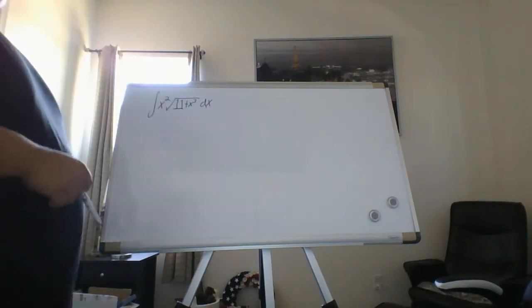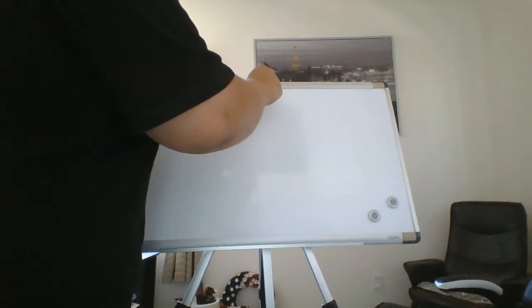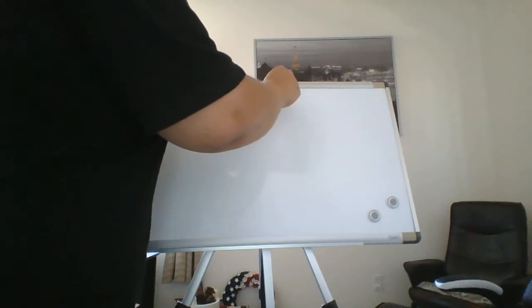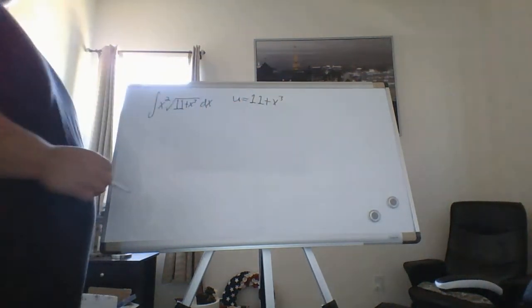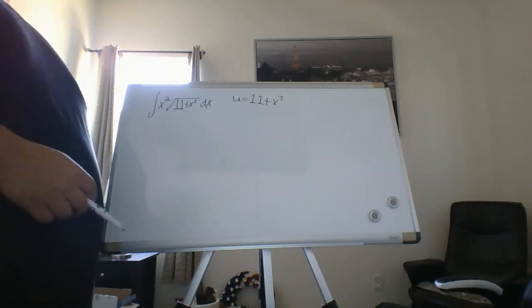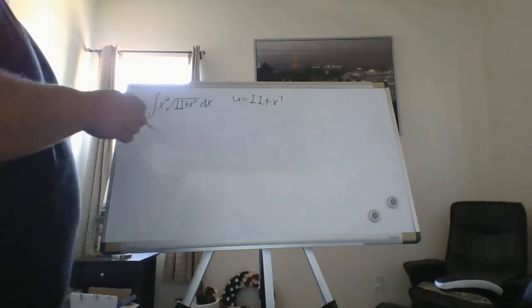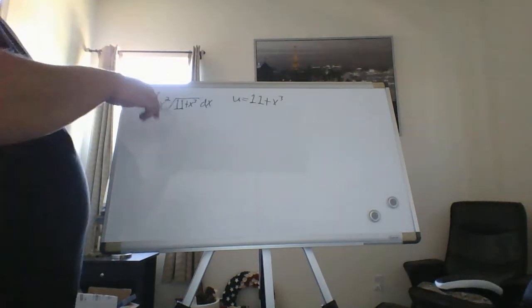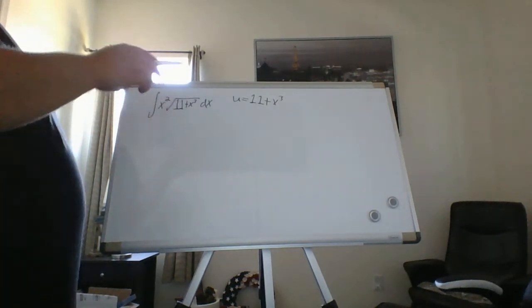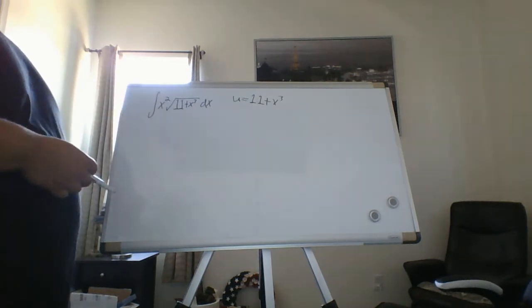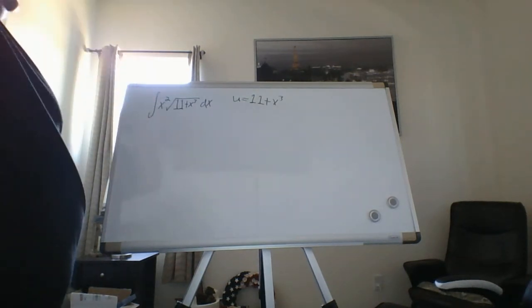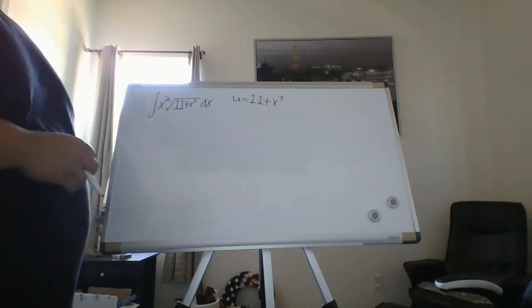Now, in taking the u sub, we make the u equal to 11 plus x cubed for this problem. Now, this u will replace 11 plus x cubed in the square root for our integral. But that's not the only thing we need to do.